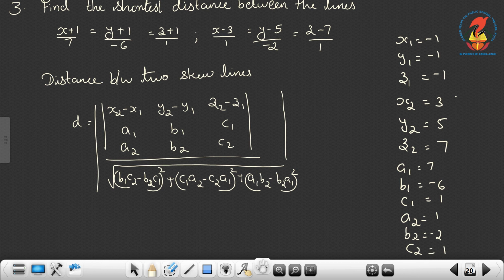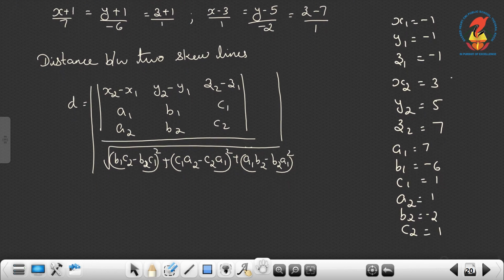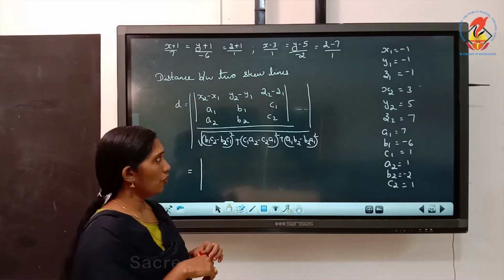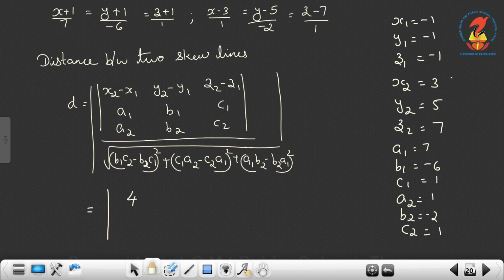Okay. Now substitute. So the numerator becomes determinant x2 minus x1. That is 3 minus minus 1, so that is 4. Okay. Now y2 minus y1. That is 5 minus minus 1. That is 6. Then 7 minus minus 1 becomes 8. Then denominator 7, minus 6, 1, 1, minus 2, 1.